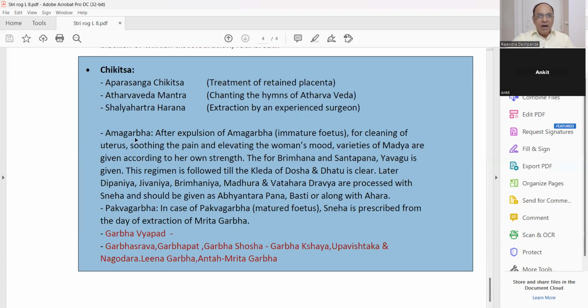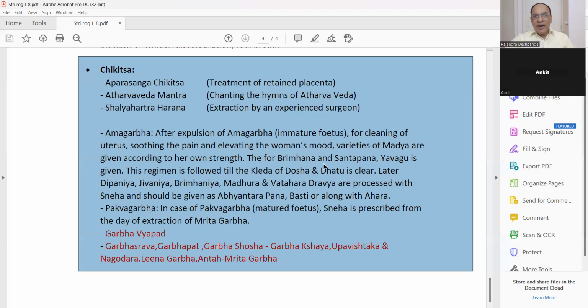Okay. Amagarbha. What is Amagarbha? This is for the oral. Please write down this word, my dear friends. Amagarbha. After expulsion of Amagarbha, that is immature fetus, this also you write down. Immature fetus. For cleaning of the uterus, soothing the pain and elevating the woman's mood, varieties of madhya, medicated Ayurvedic wine, are given according to the pregnant woman's strength.